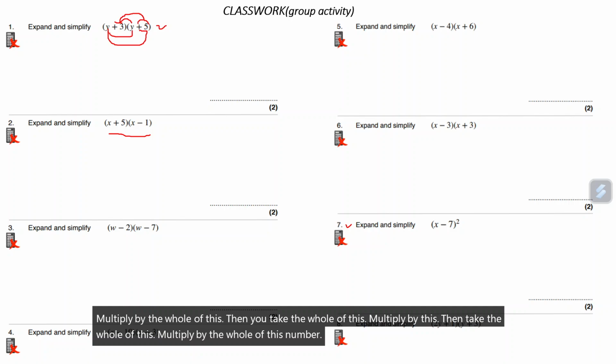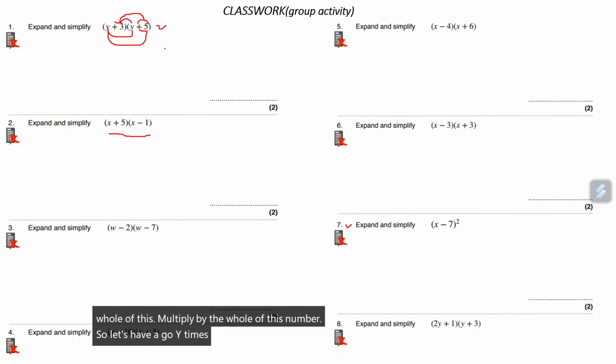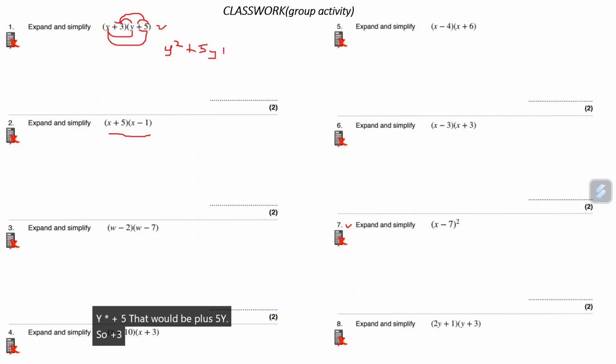So let's have a go. y times y, that's y squared. y times plus 5, that will be plus 5y. So plus 3 times y, that will be plus 3y. And plus 3 times plus 5, that will be plus 15.